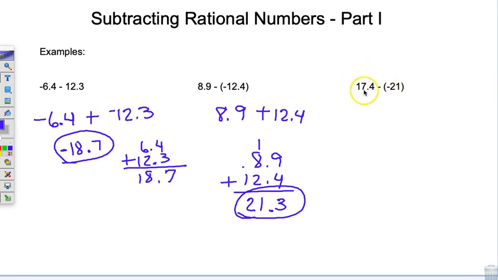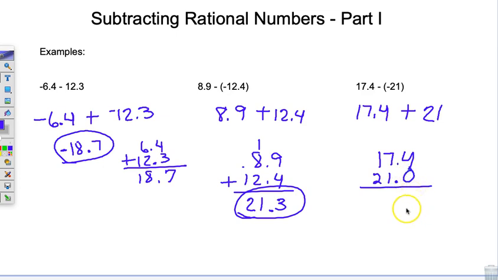The last one, we're going to keep the 17.4. We're going to change that to addition, and the negative 21 becomes positive. Since they are both positive, we're just going to line them up. If you would like to put a decimal after the 21 and a placeholder of a 0, it would look just like that. 4 plus 0 is 4. Bring down your decimal. 7 and 1 is 8. And 1 plus 2 is 3. Final answer is 38.4.